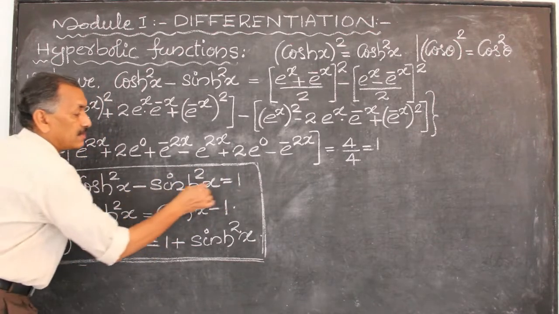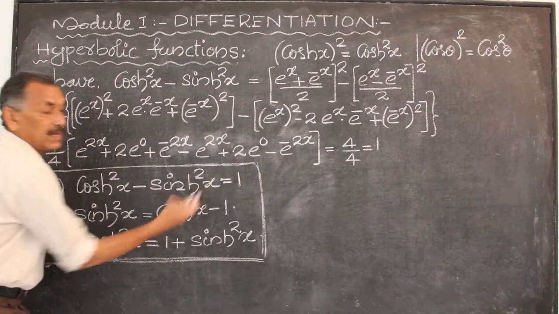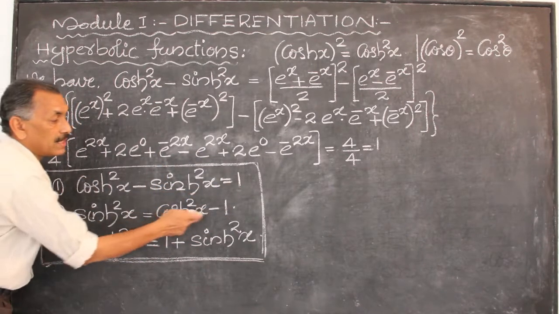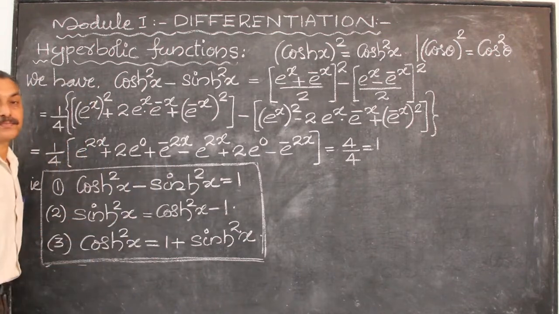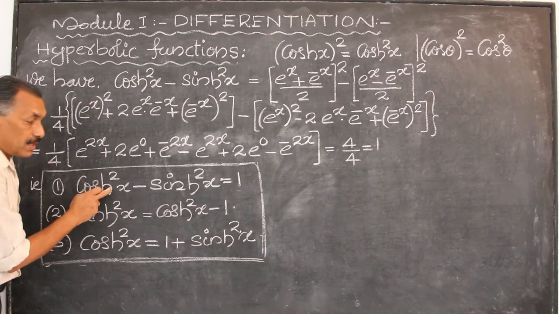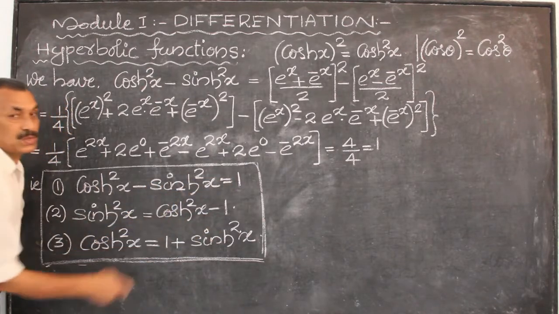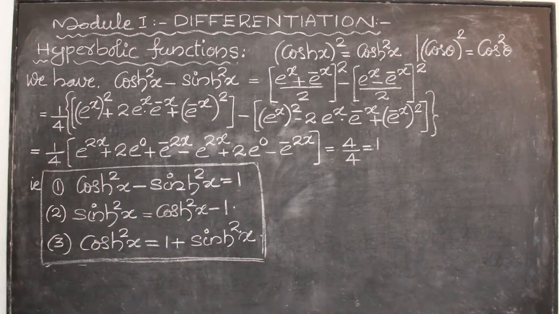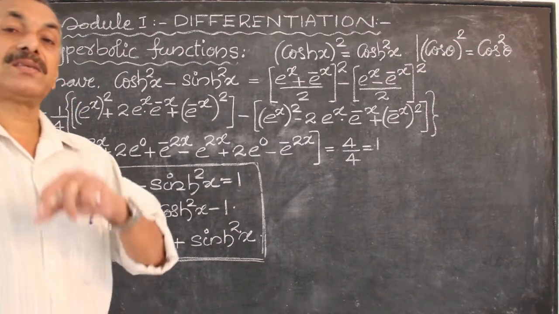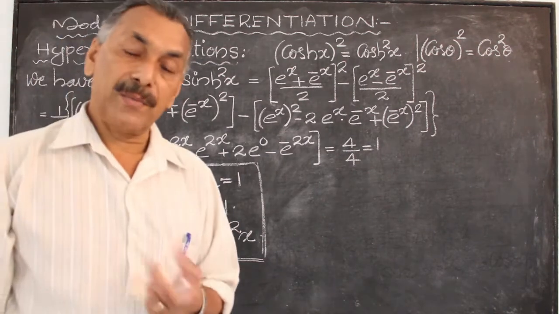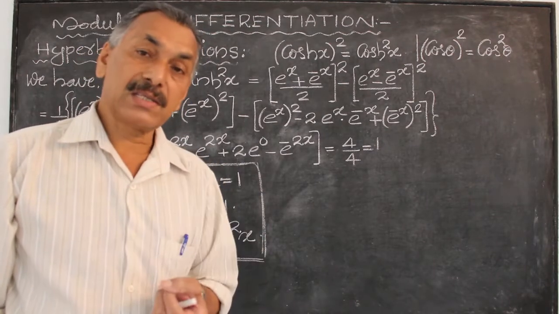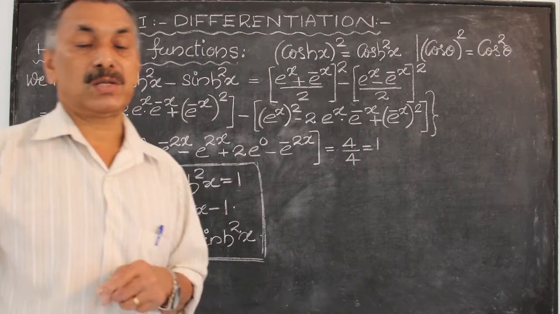cosh²x minus sinh²x is equal to 1. So sinh²x is equal to cosh²x minus 1. What is cosh²x? cosh²x is equal to 1 plus sinh²x. In the case of hyperbolic functions, the first result, cosh²x minus sinh²x is equal to 1. From that, cosh²x is equal to 1 plus sinh²x, and sinh²x is equal to cosh²x minus 1.